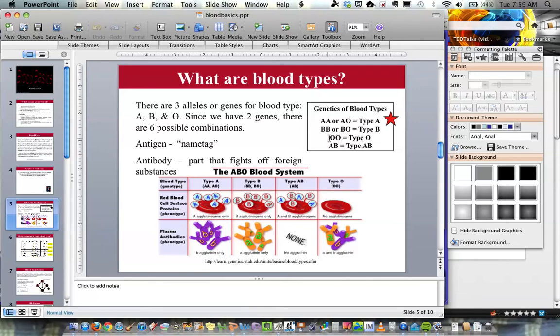Now, you would need to receive two O genes, one from mom, one from dad, in order to have type O blood. And the only way to have type AB blood is to receive one A gene from one parent and one B gene from the other parent. Okay, and this will be part of our worksheet here this afternoon. So, copy those down.